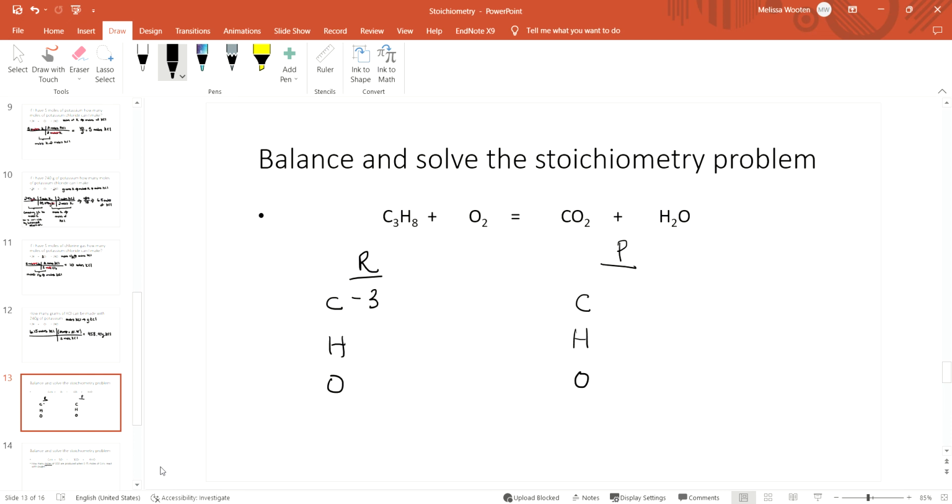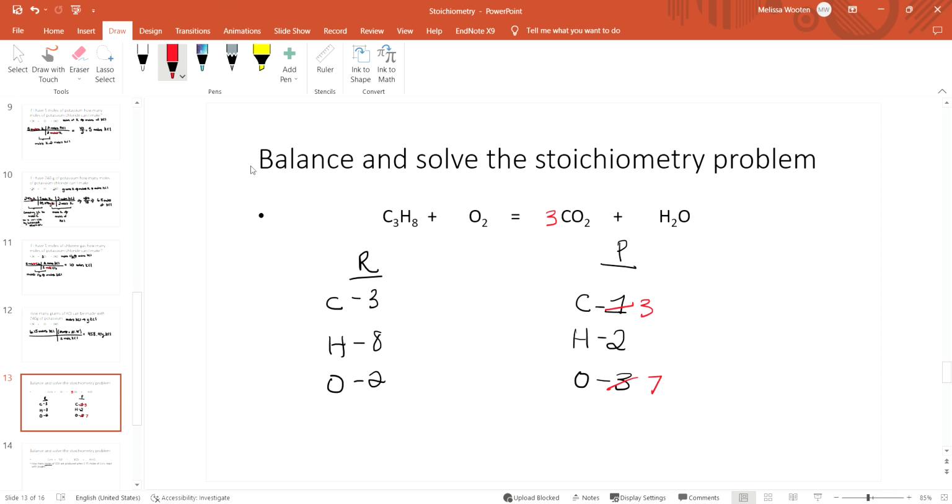I have 3 carbons on the left, 1 on the right. I have 8 hydrogens over here, 2 over here. I have 2 oxygens over here, and 3 over here. Okay? So let's try to fix our carbons. We want to make this a 3. And now we have 7 oxygens. Okay. But we're not going to try to fix those yet. We're going to try to fix our hydrogens first.